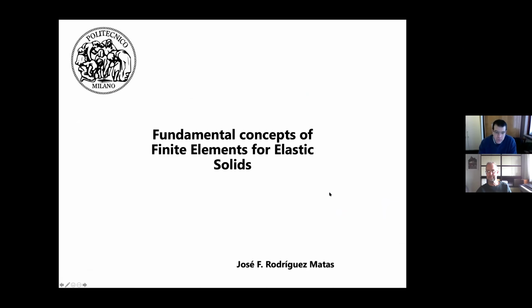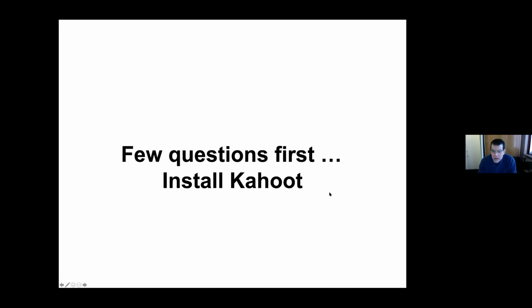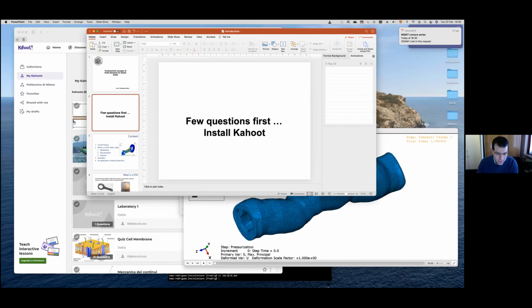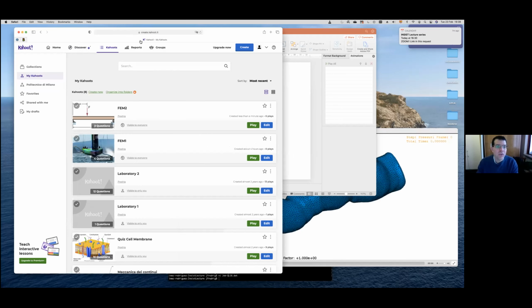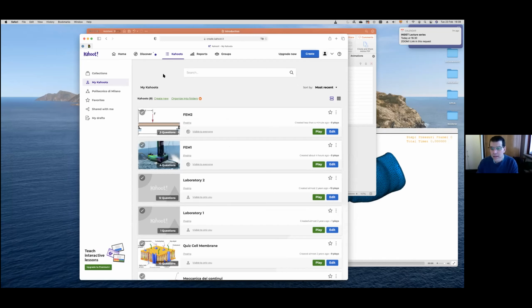First of all, before starting, I wanted to run a small quiz. Then I will ask you if you can install Kahoot on your cell phone. I think you already did it because we used it for another activity in the past. So if you can install this Kahoot, I will show you. You can look for it in the app store, written like this: K-A-H-O-O-T.